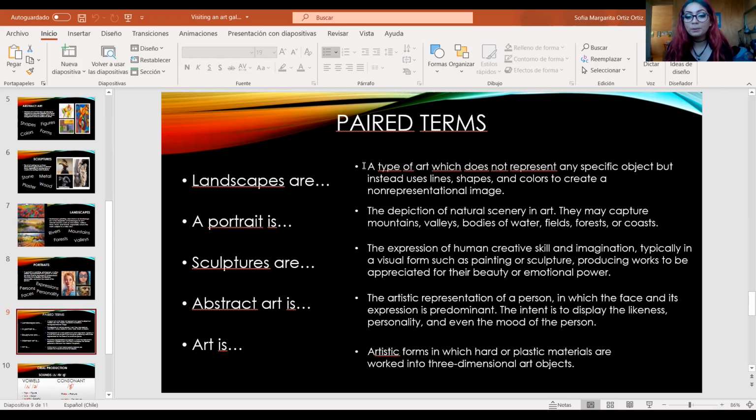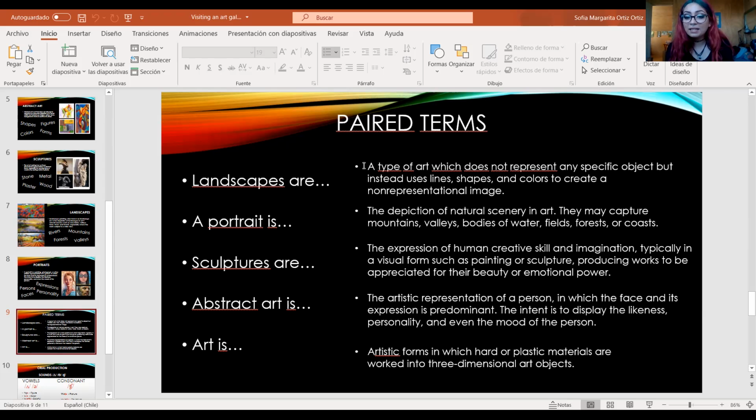The expression of human creative skills and imagination, typically in a visual form, such as painting or sculpture, producing works to be appreciated for their beauty or emotional power. What do you think it is? Art, right? This is a very general definition of art.